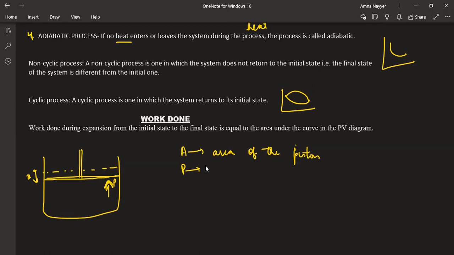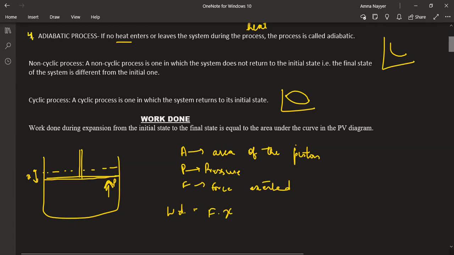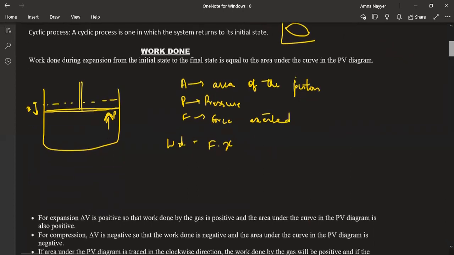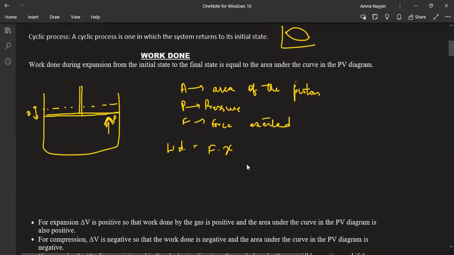P is pressure. F is force exerted. So now look, work done will be force multiplied by displacement. That is the formula of work done, no? Force into displacement. So force into displacement is this.